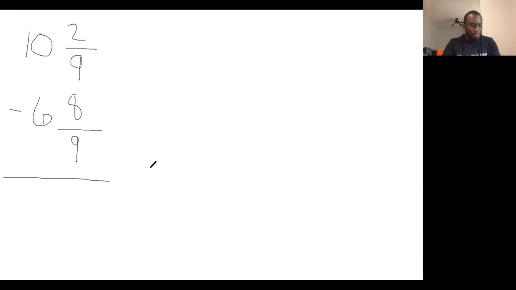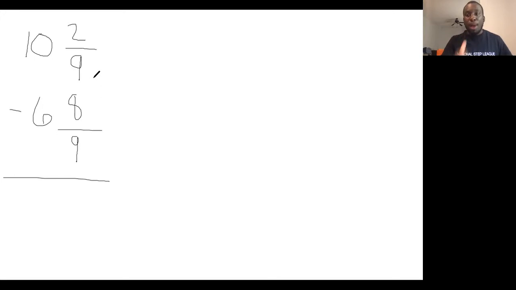My first step again is to write my equation in stacked form. And that's what I did. So step 1 is already complete. Step 2 is I'm going to start by looking at my fractions to see if I need to regroup or borrow. I have 8 and 2. I cannot take away 8 from 2. So I have to borrow, which moves me into my step 3.